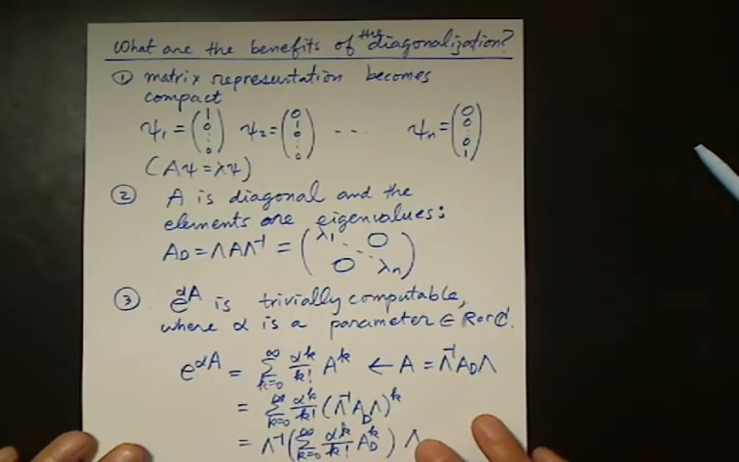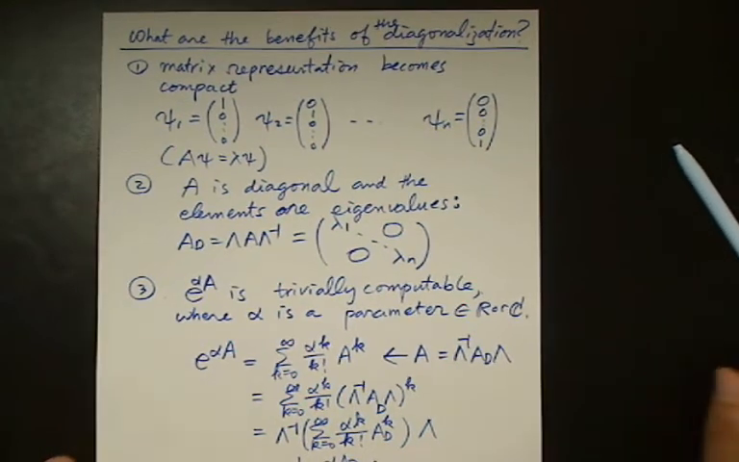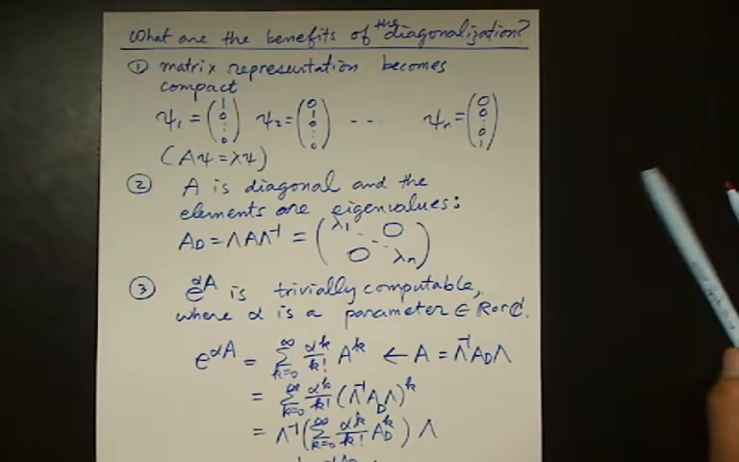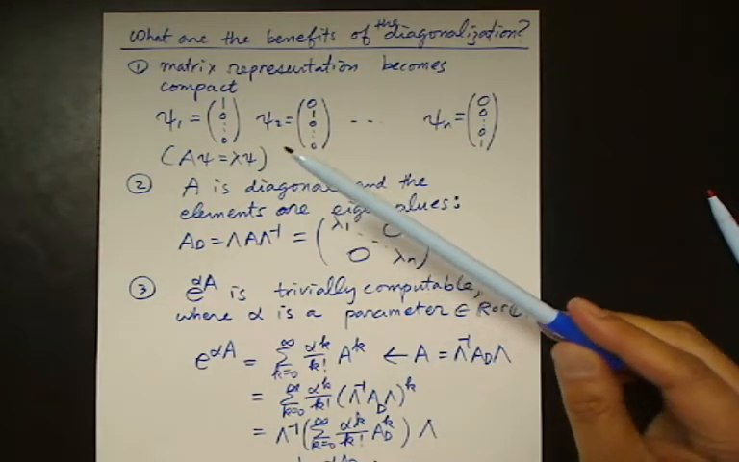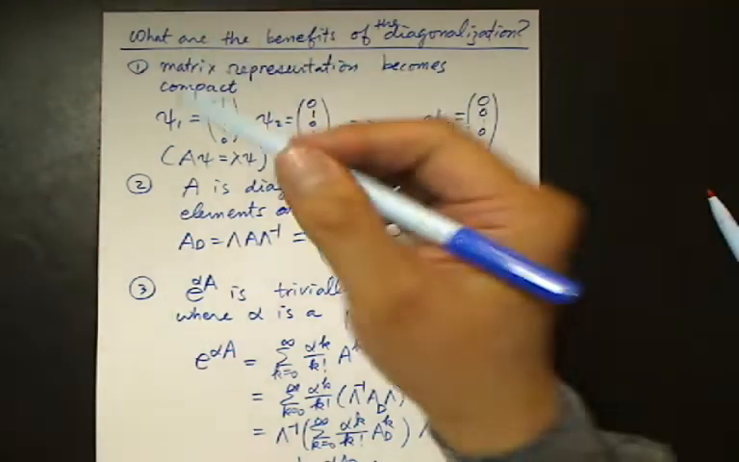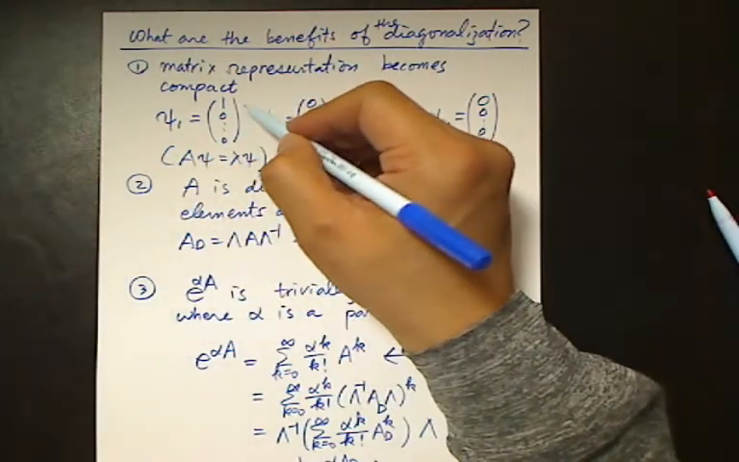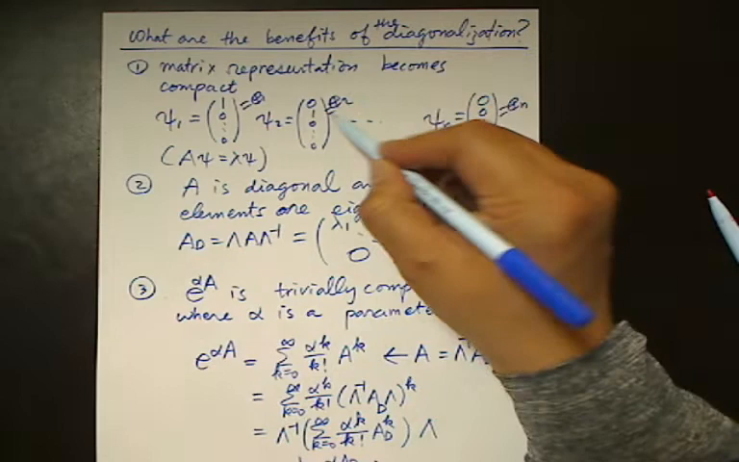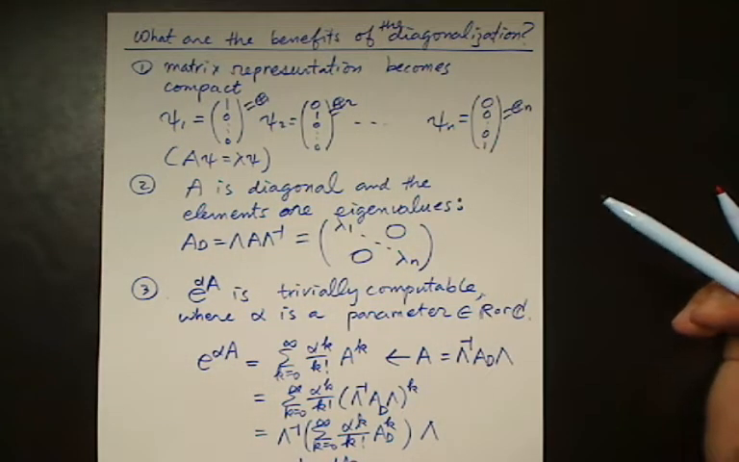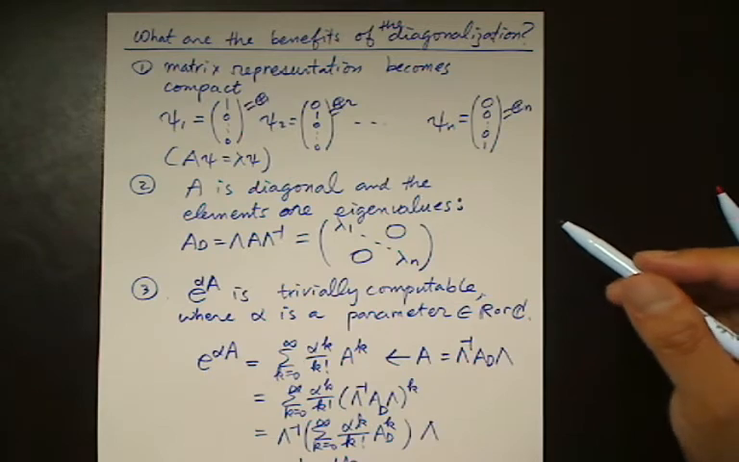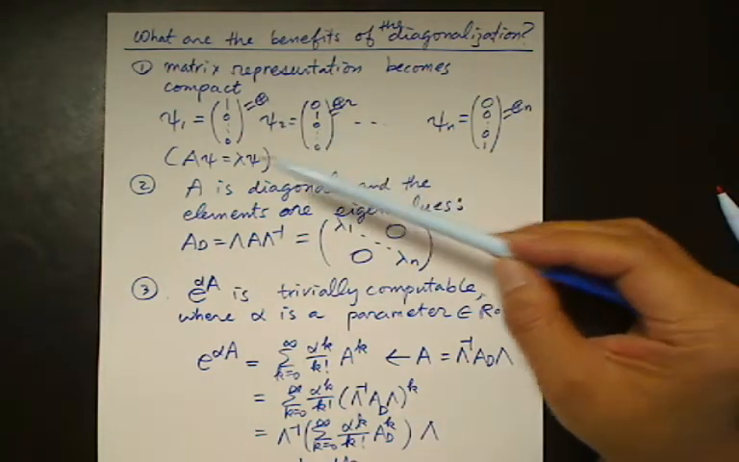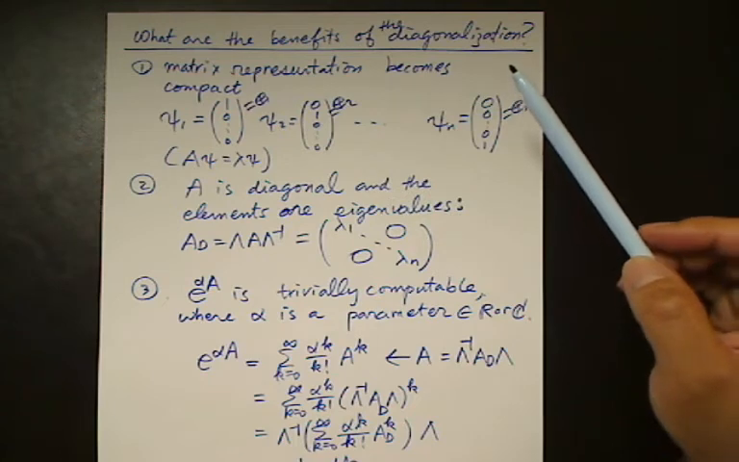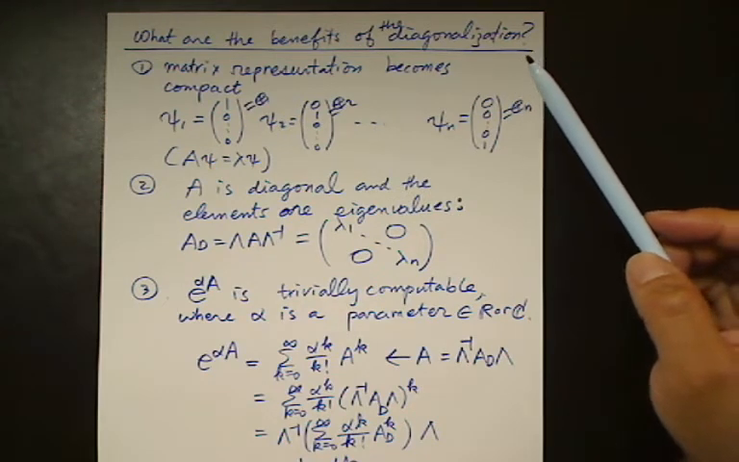All right. So next we consider the exponentiation. What are the benefits of diagonalization? It is very good for exponentiated matrices. First of all, the matrix representation after diagonalization: psi 1 is actually E1, E2, and En. And they are all real, even though the matrix A is a complex Hermitian matrix. So this simple matrix representation is the first reason why we consider the diagonalization.